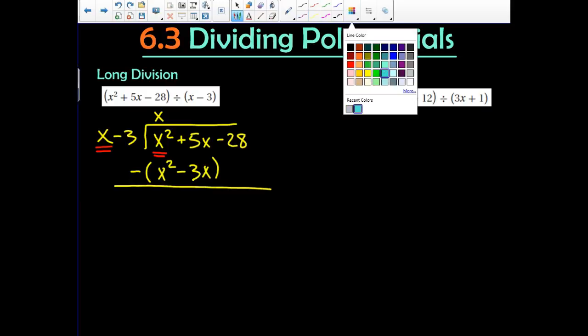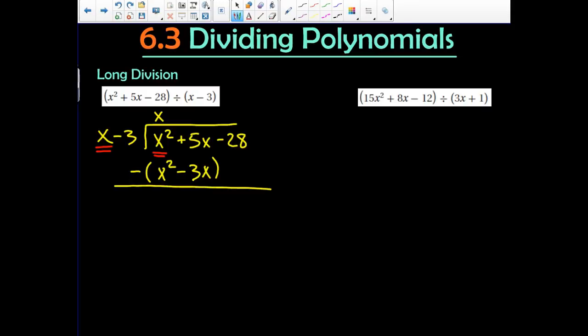Now, one of the big mistakes in algebra is if you're subtracting a thing in parentheses, you have to remember to subtract both of these terms, which means that both of these are going to change signs. So I'm going to distribute that negative here, and it's going to be a negative x squared and a positive 3x. So now I go ahead and subtract: x squared minus x squared, those are gone, and 5x plus 3x is 8x.